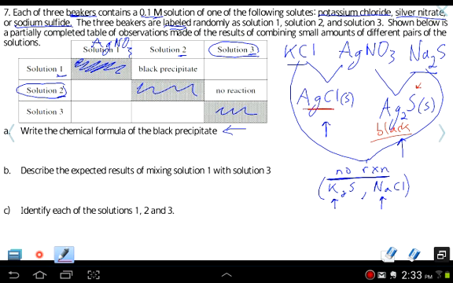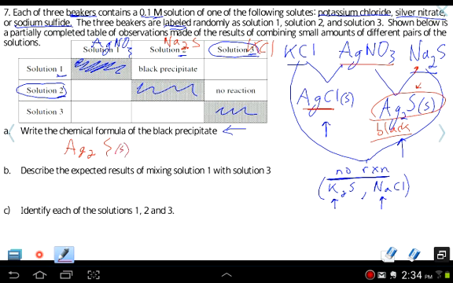So knowing that this is your black precipitate, and the precipitate came from Na2S, we've already identified silver nitrate as being solution 1, so the one that forms a black precipitate is with solution 2, which means Na2S is solution 2, which means KCl must be solution 3. So that's how you would go about it. And now we can write the chemical formula of the black precipitate. And the black precipitate, here it is, silver sulfide.